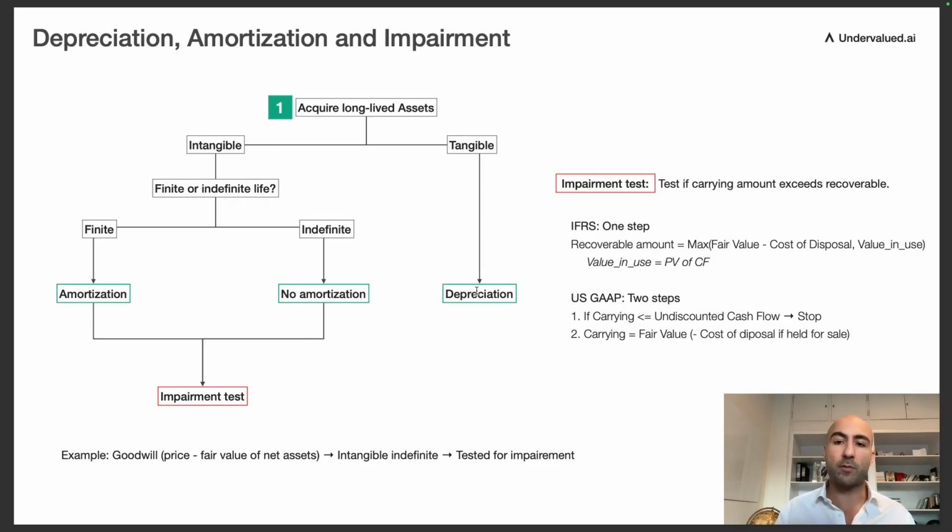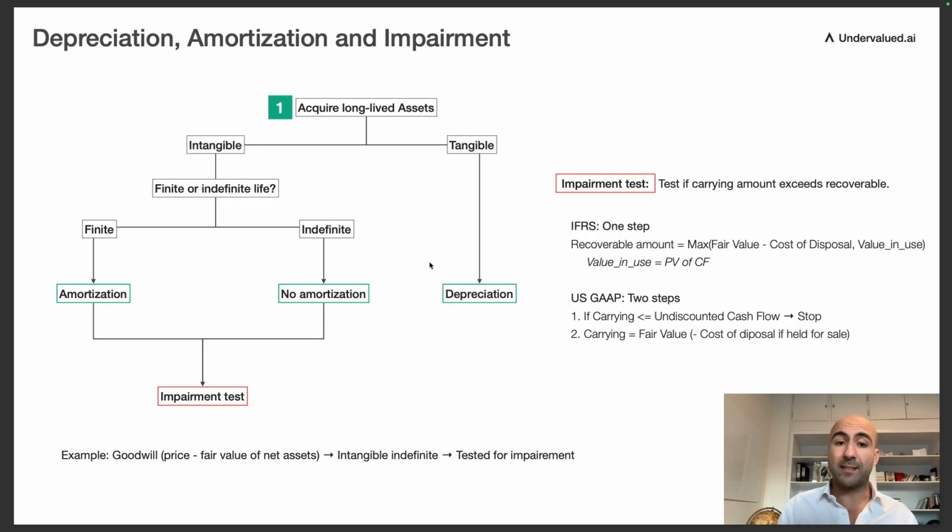And think about, for example, a patent that has an expiry life of 10 years. So it costs you 100. You're doing a straight line amortization, and every year you're taking 10 in amortization. So it's just like depreciation, exactly the same.